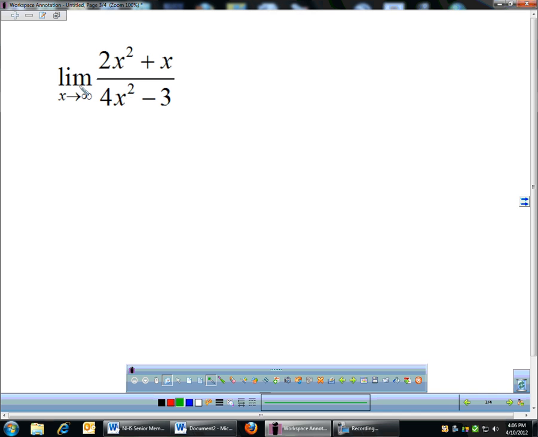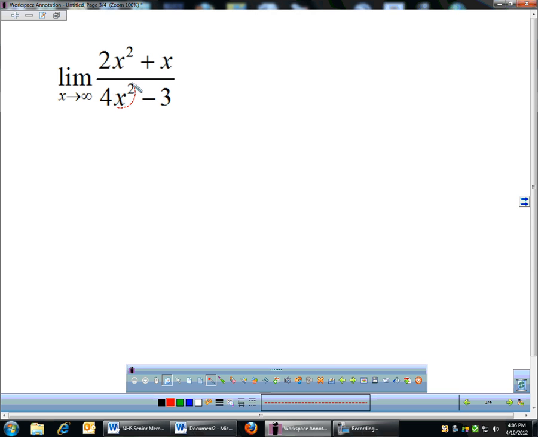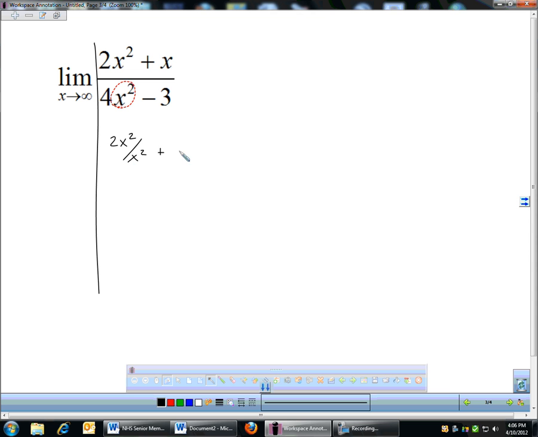Going to do the same thing for this one. 2x squared plus x over 4x squared minus 3. I'll look in the bottom, and my high power of x is x squared. So every single term in my numerator and denominator, I'm going to divide by x squared. So I'm going to have 2x squared divided by x squared plus x divided by x squared, every single term divided by that high power of x, and then that's minus 3 divided by x squared. Every single term, divide by x squared.